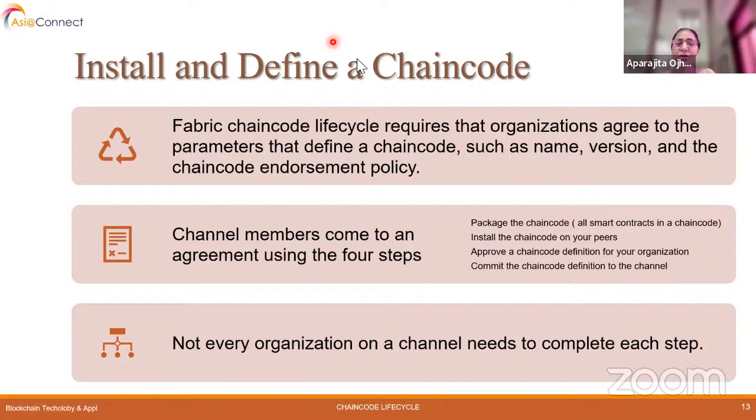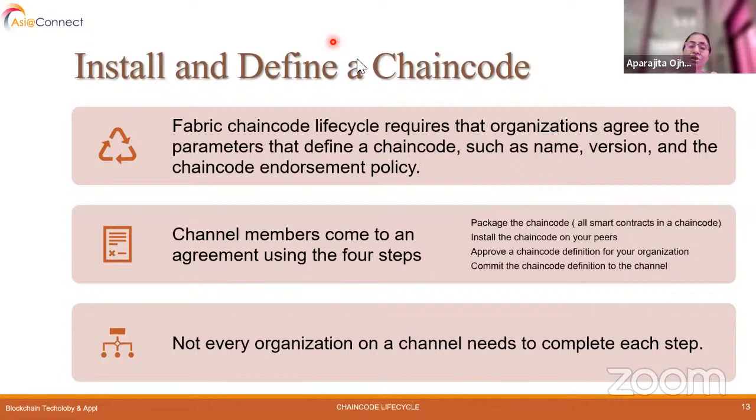Remember, I seek your attention. Tomorrow, when you will be doing this program on a Hyperledger Fabric network, you will be doing some of these things. So you will be packaging the chaincode, all the smart contracts in one single chaincode. You need to install the chaincode on your peers. Channel members means there can be 2 organizations. They will be required to disseminate this to all the peers so that it can be installed on all the peers.